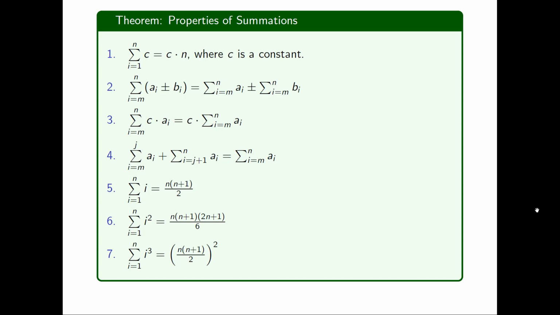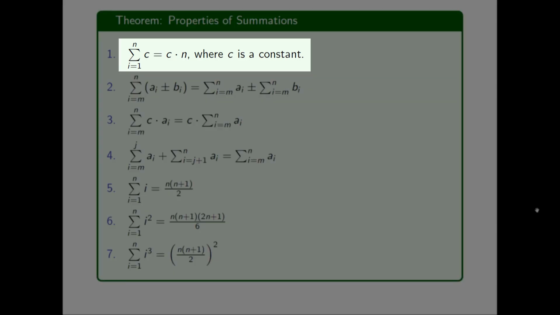Just a few rules and properties of summations. The first one says that if we're summing a constant, for example, let's say we're just trying to add 3: 3 plus 3 plus 3 plus 3, 10 times. Well, hopefully it's clear that that would just be 30. We just have the 10 times the 3, and that's what this gives us, c times m.